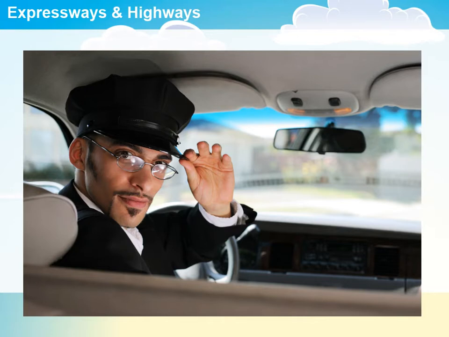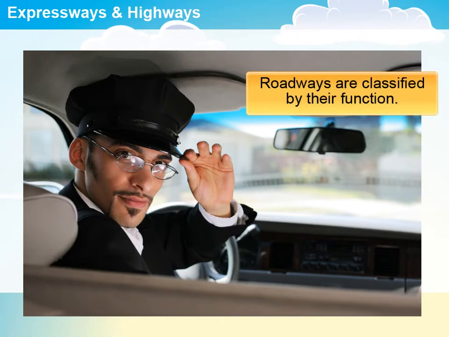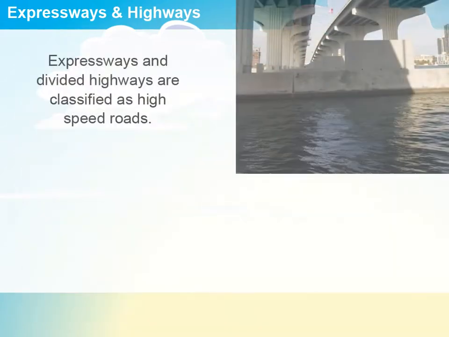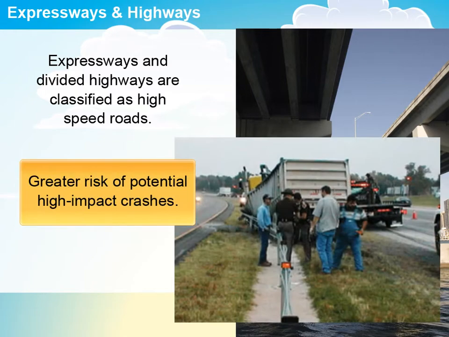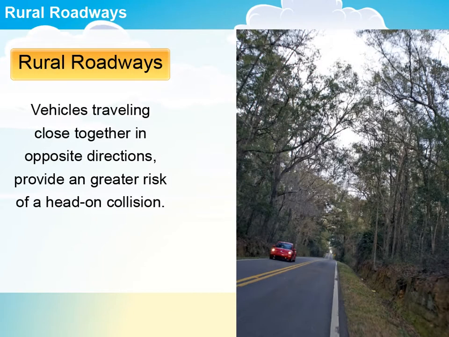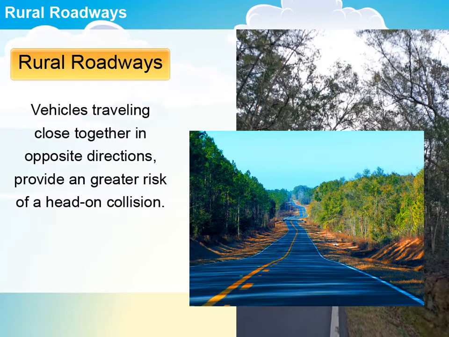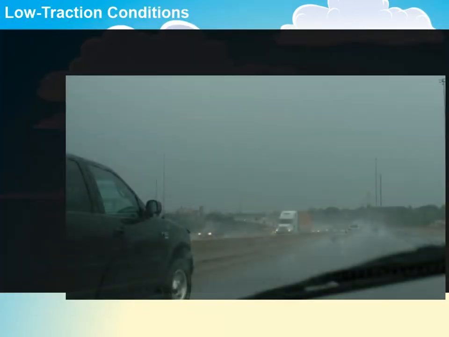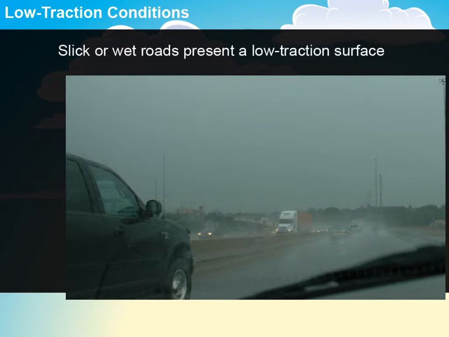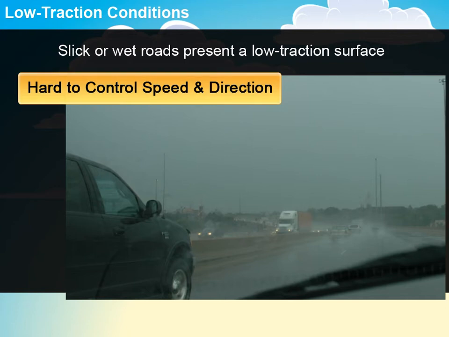As experienced drivers, we should be aware that the roadways are classified by their function. Expressways and divided highways are classified as high-speed roads and consequently pose a greater risk of potential high-impact crashes. 2-lane rural roadways may have slower speeds, but vehicles are traveling close together in the opposite direction and provide an increased risk of a head-on collision. Sometimes, the roads are slick or wet and present a low traction surface, making it hard to control the speed and direction your vehicle is traveling.